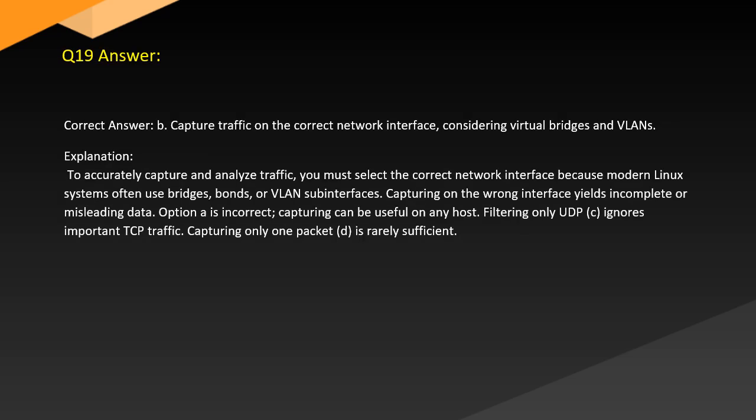Answer. Correct answer: B. Capture traffic on the correct network interface, considering virtual bridges and VLANs. Explanation. To accurately capture and analyze traffic, you must select the correct network interface, because modern Linux systems often use bridges, bonds, or VLAN subinterfaces. Capturing on the wrong interface yields incomplete or misleading data.